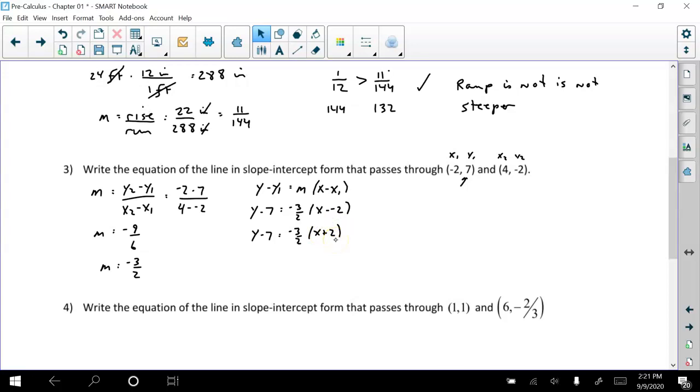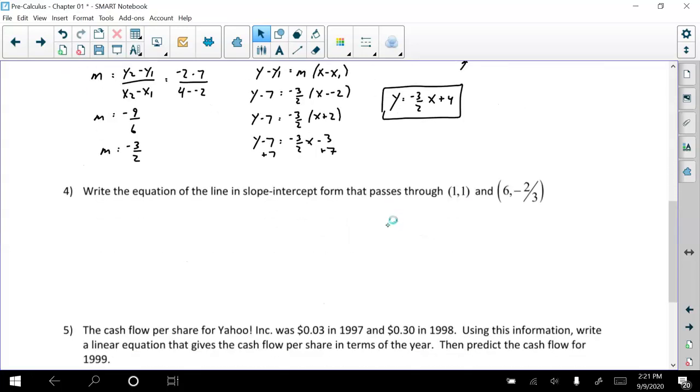And I'm going to distribute now. So I have y minus 7 equals negative 3/2 x. Negative 3/2 times 2 is going to be minus 3. Now to get y by itself, just add 7 to both sides. So you get y equals negative 3/2 x plus 4. So there we go. We have our equation now in slope-intercept form. We didn't have to solve for b and substitute back in. Already done for us. Let's do one more.